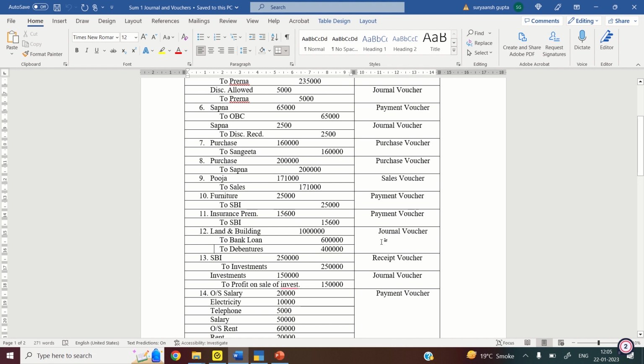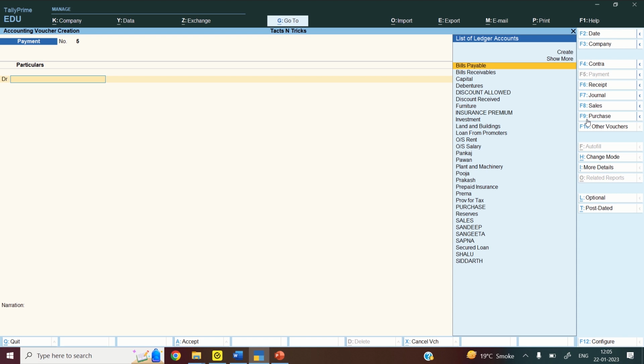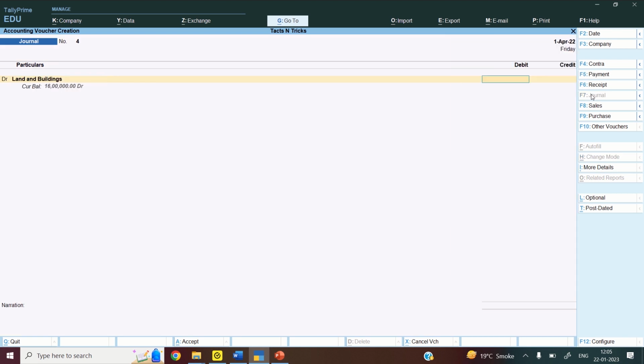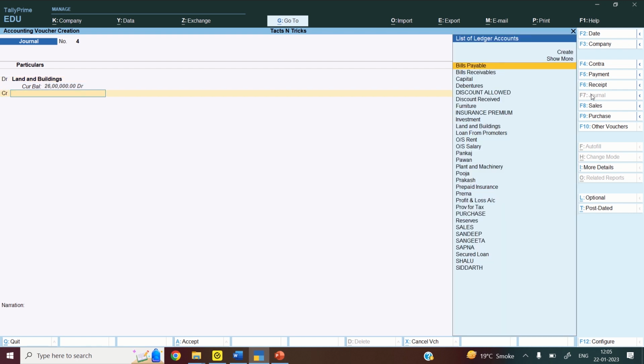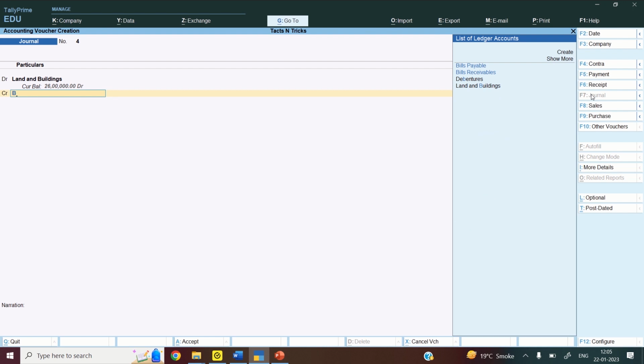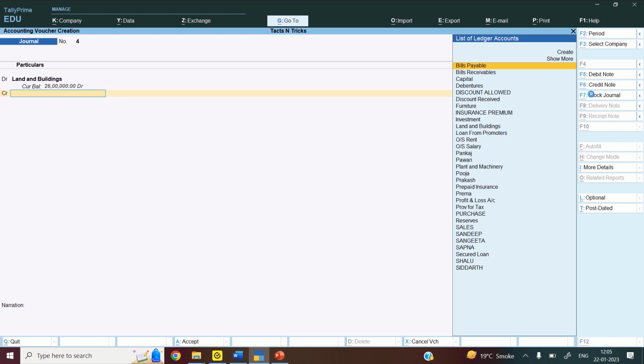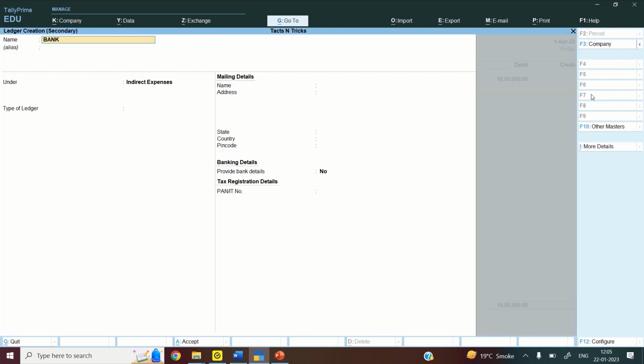And as here there is no cash or bank on the credit or debit side and no credit sales or credit purchase, it will go to the journal voucher. So I will go to Teleprime, I will go to the journal voucher, and I will write down my journal entry, that is land and building, and the amount is rupees 10 lakh. And to pay this 10 lakh rupees, I have borrowed a bank loan. Now I have also not prepared the ledger for bank loan. So I will press Alt plus C and I will prepare the ledger for bank loan.